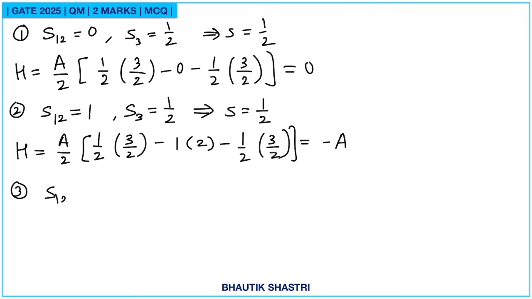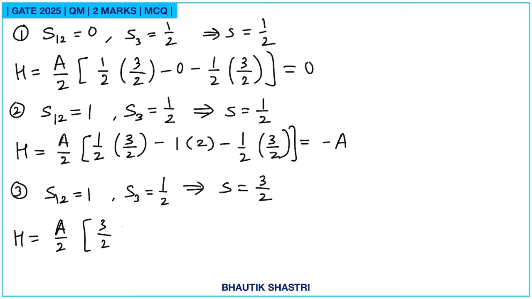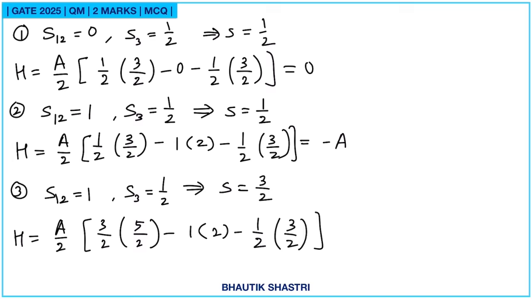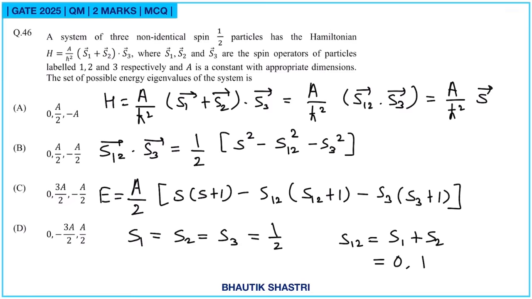Third case, S12 is 1, S3 is half, and S is 1 plus half, which is 3 by 2. So H will be A by 2, then 3 by 2 into 5 by 2, minus 1 into 2, minus half into 3 by 2. So this will be 15 minus 3, 12 by 2 minus this. So this will be equal to A by 2. So answer is 0, minus A and A by 2. So option A is correct.